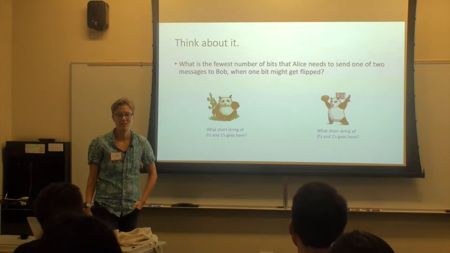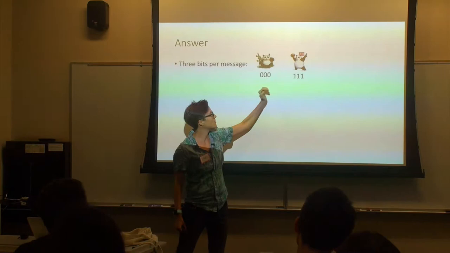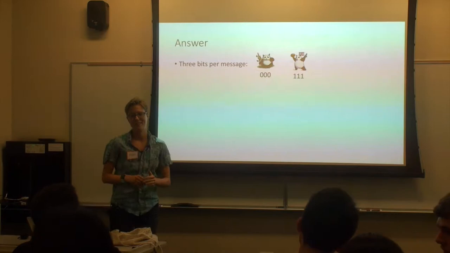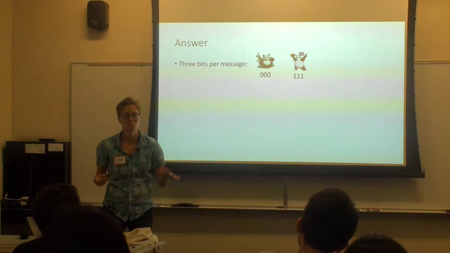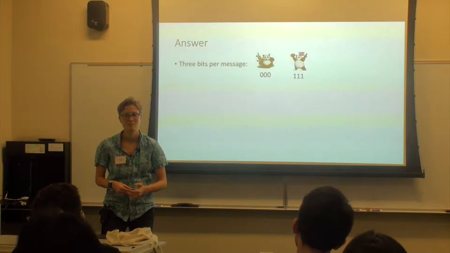Okay, great. Yeah, so actually that's right. 3 bits per message. So "panda eats plants" can get 0, 0, 0, and "panda's got a gun" can get 1, 1, 1. So why did you say that? Because if it's one bit, then obviously that doesn't work because it can get flipped and then you get the wrong message. If it's 2, then if it does get flipped, you wouldn't be able to tell which one is which because it could be either one. But with this one, if one gets flipped, there's still 2 intact that still express what it was.